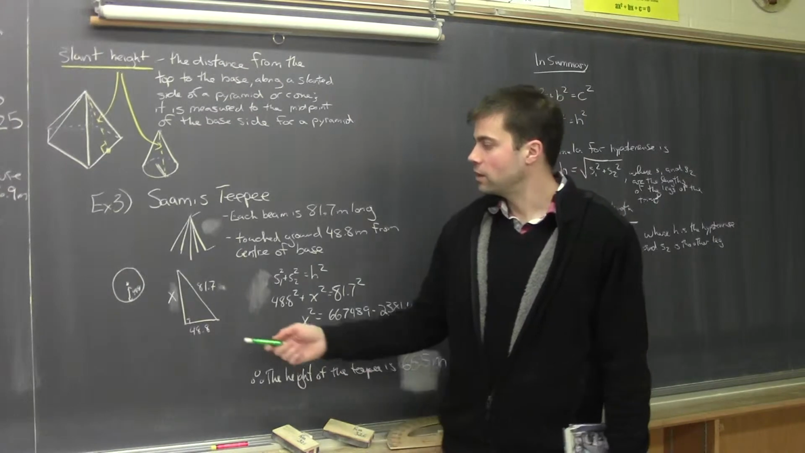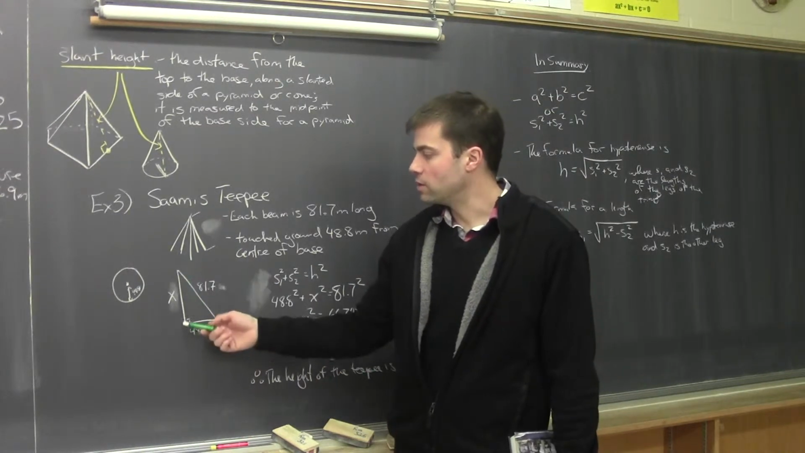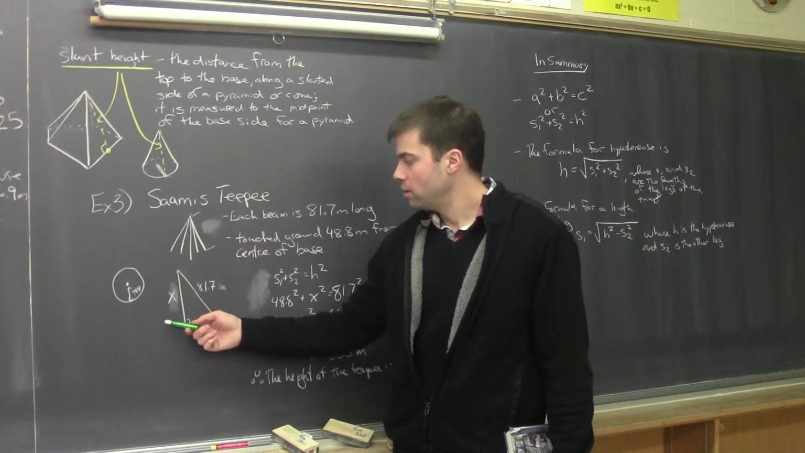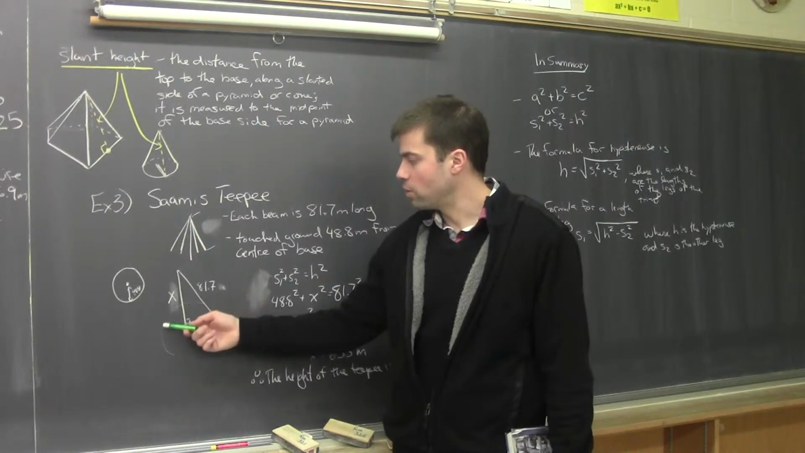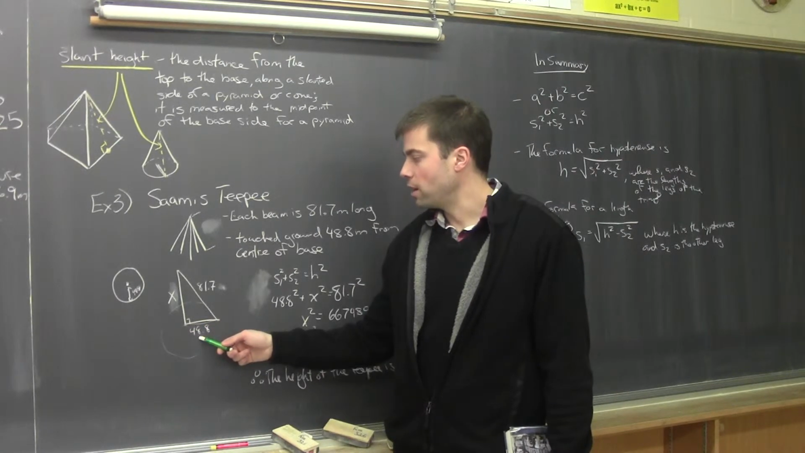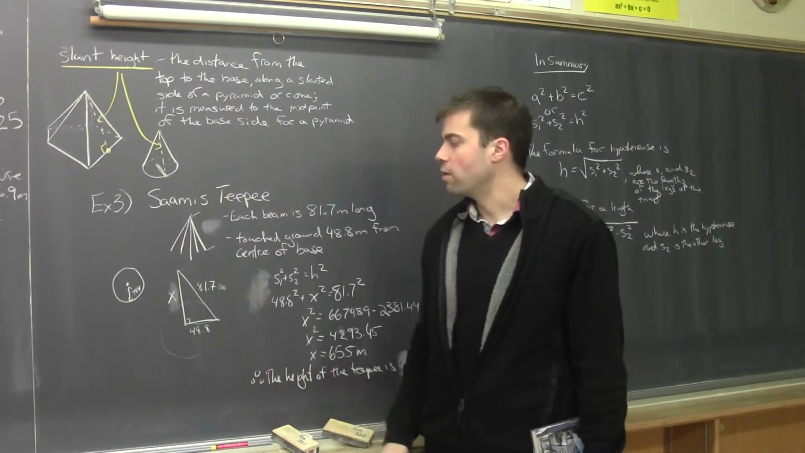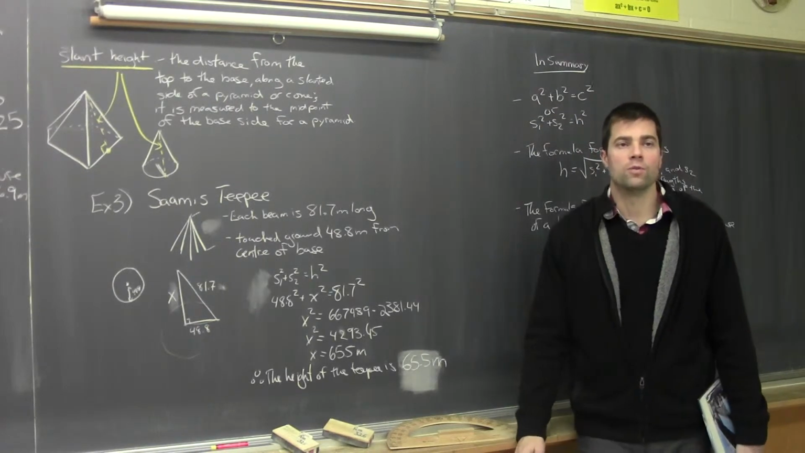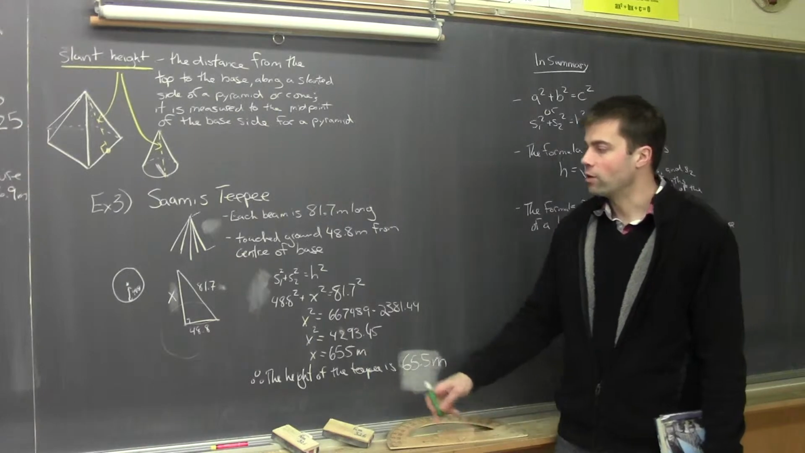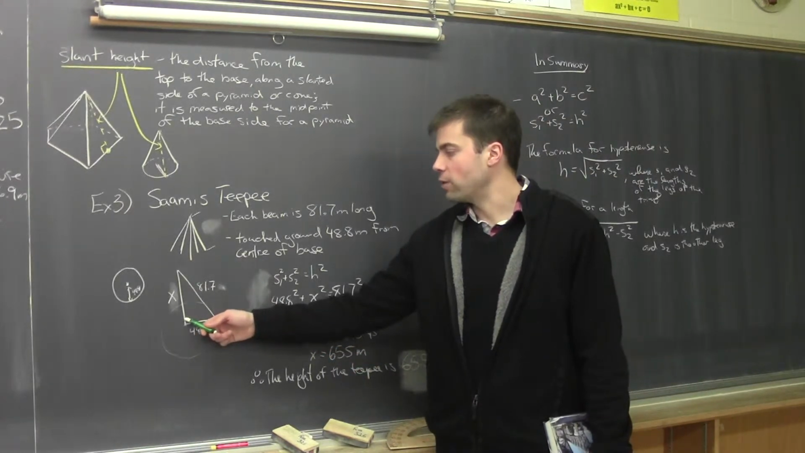Okay, it's asking us what the height is, so I put that value as x. We have the two side lengths. This is from the center. Remember, if this is our TP, we have a circle going around like this. So from the center to the outside is 48.8, and the length of the beam is 81.7. Also could be referred to as your slant height. Okay, we have all the information we need. It is in fact a right angle triangle.